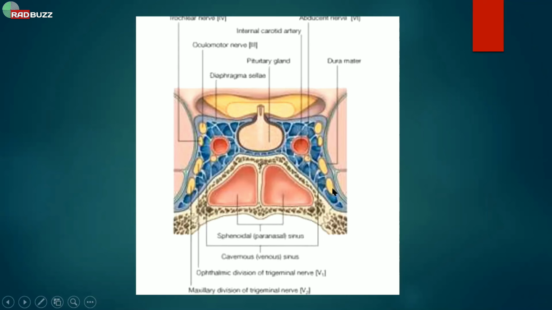And these are a row of nerves: oculomotor nerve, trochlear nerve, abducens nerve, and the fifth nerve branches. So third, fourth, fifth, and sixth. All these cranial nerves are in a row in relation to the cavernous sinus. And above we have the optic chiasma, which is part of the second cranial nerve, the confluence of the optic nerves.